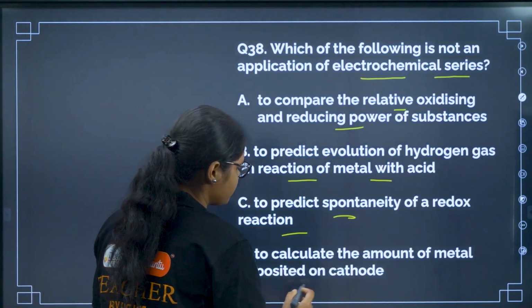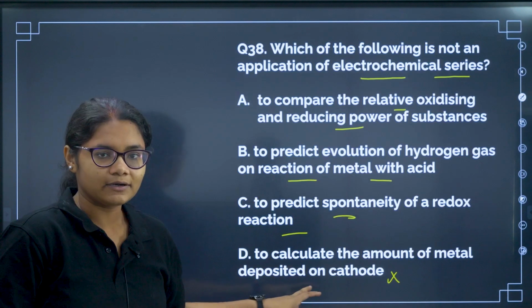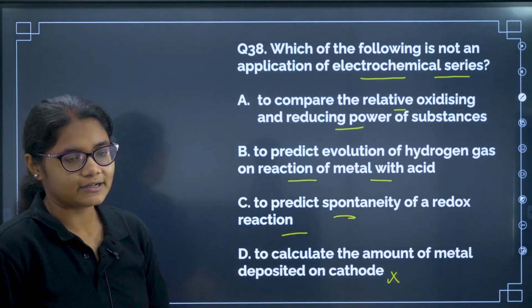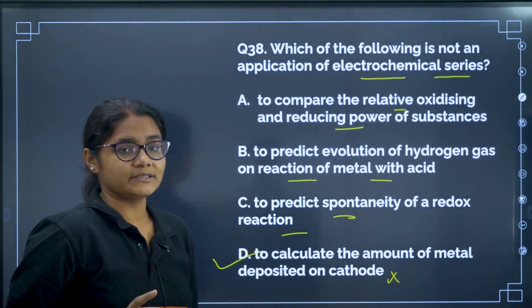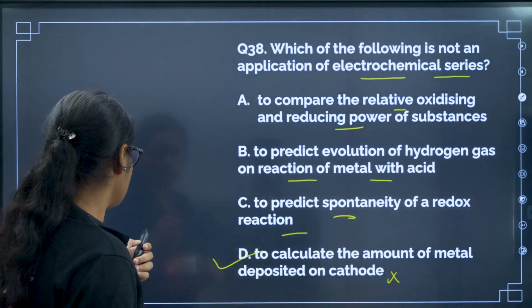To calculate the amount of metal deposited on the cathode. The electrochemical series has nothing to do with this; we calculate using Faraday's law. So the correct answer for this question is option D. Theoretical, but you have to be a little thoughtful.